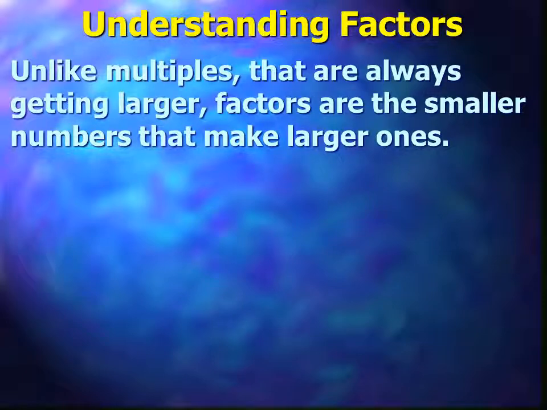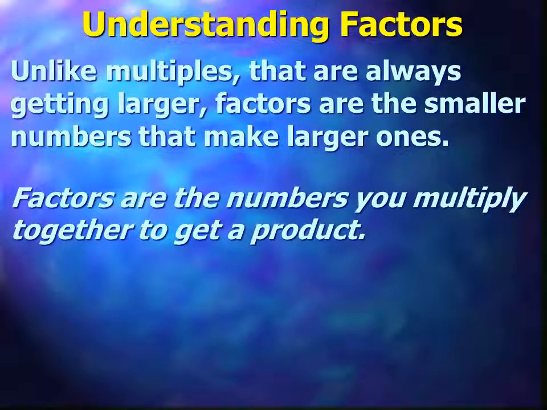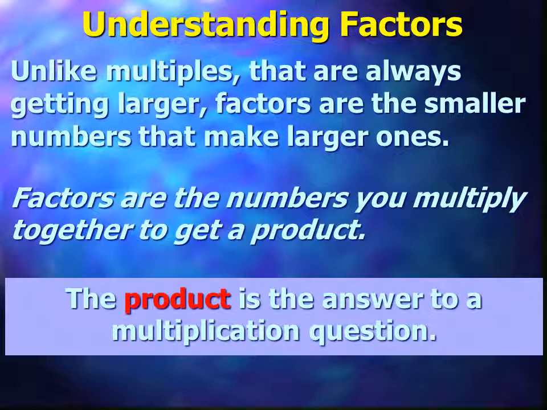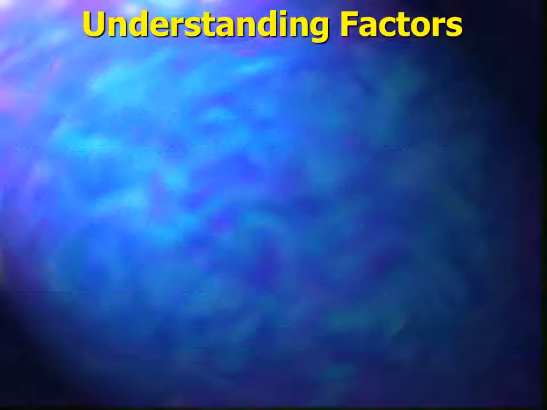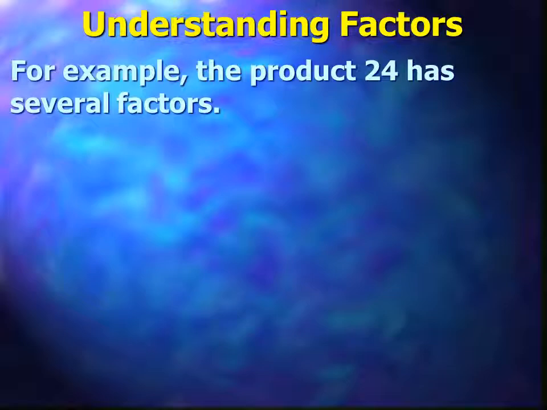Unlike multiples, however, which are always getting larger, factors are the smaller numbers that actually make larger ones. Factors are the numbers you multiply together to get a product. And if you remember, products are the answers to multiplication questions. Aha! For example, the product 24 has several factors.